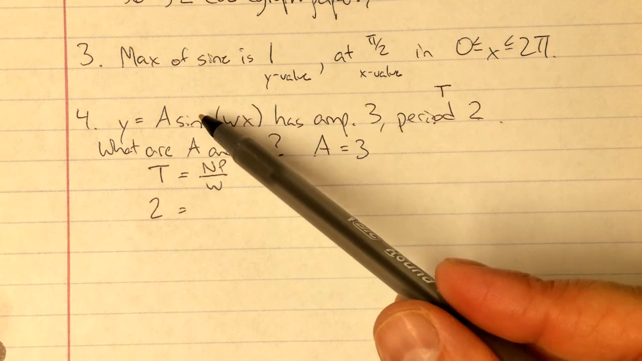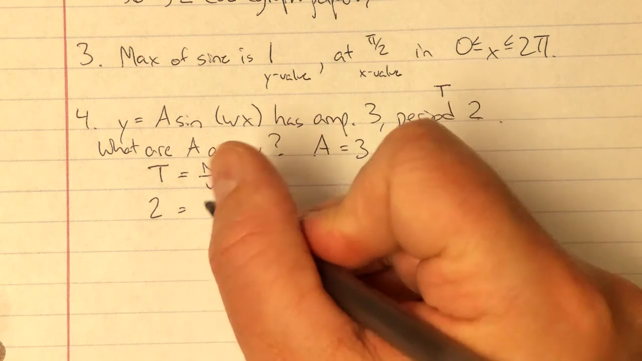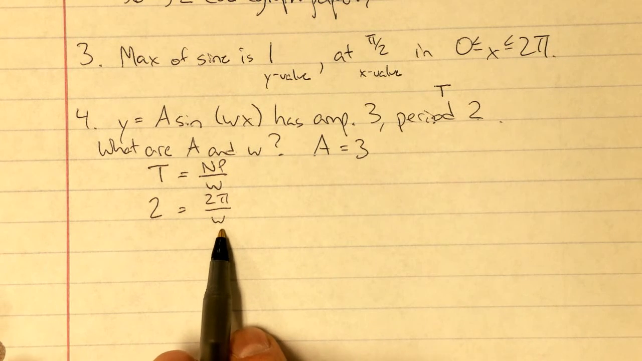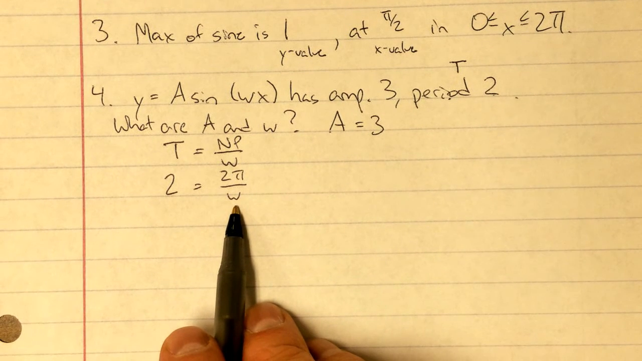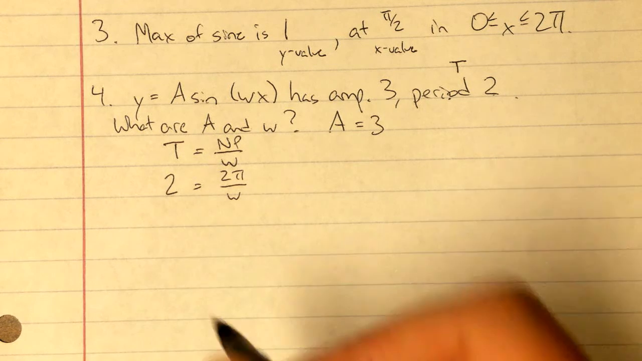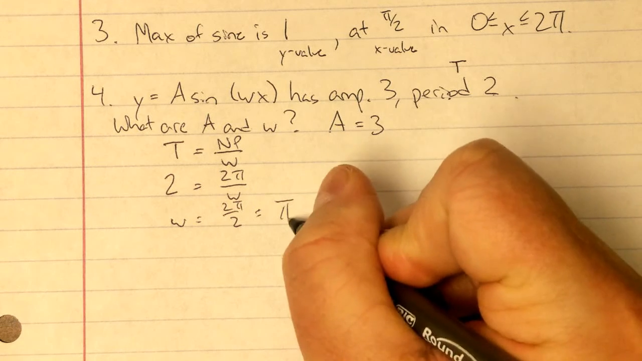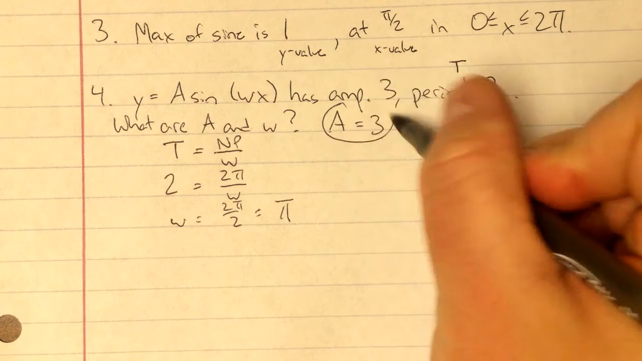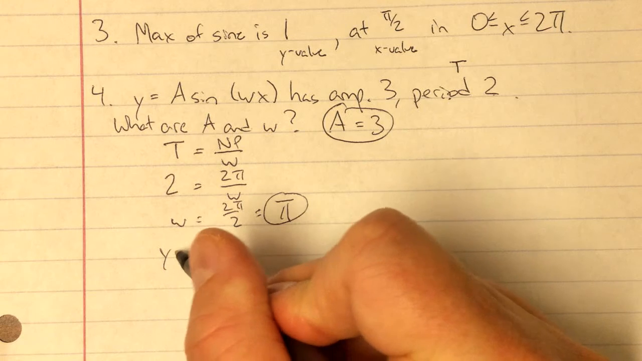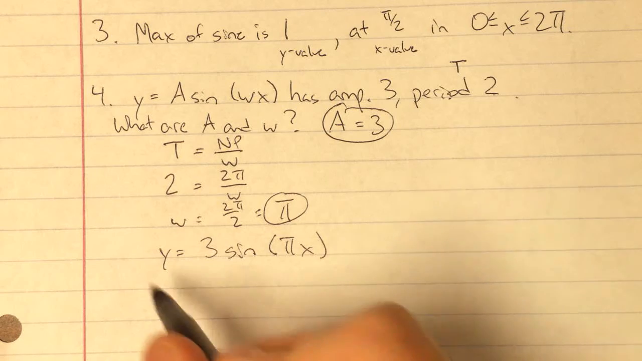The normal period is going to be 2 pi, because if it's sine, cosine, cosecant, or secant, then you get 2 pi. And then we have W down here. So then you have to solve for W. So you bring the W over by multiplying, and you divide this. So you get W is 2 pi divided by 2, which is simply pi. So A equals 3, W equals pi. So then your formula is y equals 3 sine pi x.